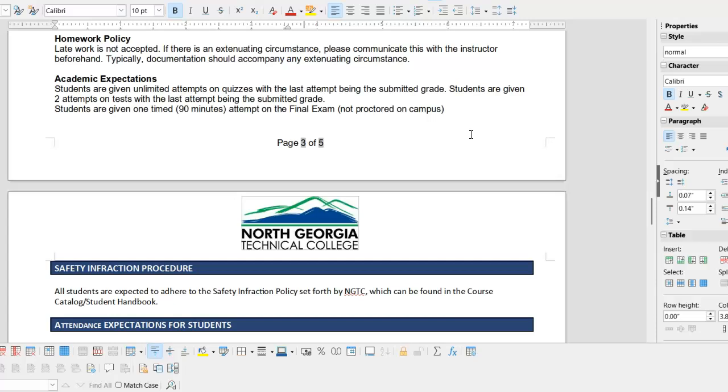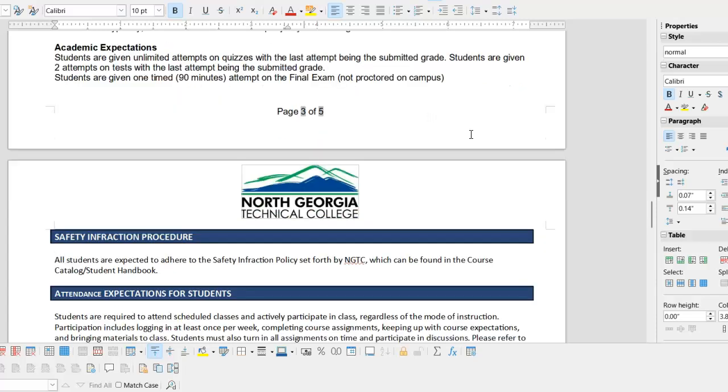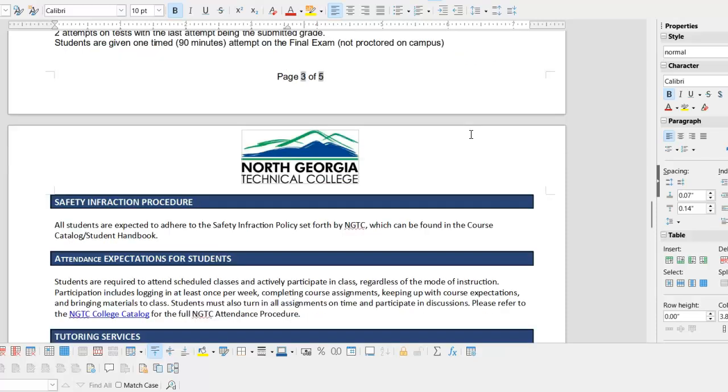That final exam can be proctored through a proctoring service, which I do like and have used before, and I will probably be doing that for that exam so that you are not using anything you're not supposed to be using.